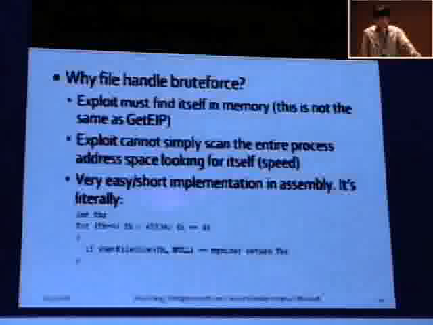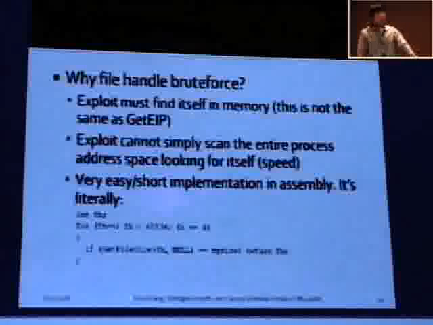The techniques: it's standard get EIP, and then sometimes they have custom encoders, in fact about 99% of the time. And then some of the other techniques are file handle brute force and application relaunch, and we'll talk about them in a bit. All right, so why do they brute force a file handle?